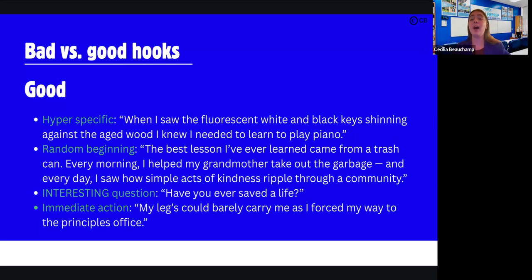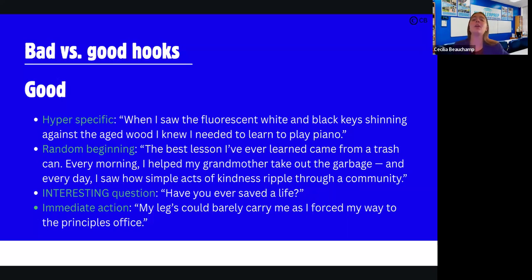Here are some examples of quote unquote good hooks. Feel free to disagree. You don't know what comes next. So these hooks again could be a great start, but then your essay could be bad. So take it with a grain of salt again, just like Milena said. One good way to start your essay is to be hyper specific. Being specific is always better than being generic, and this goes for your entire essay.